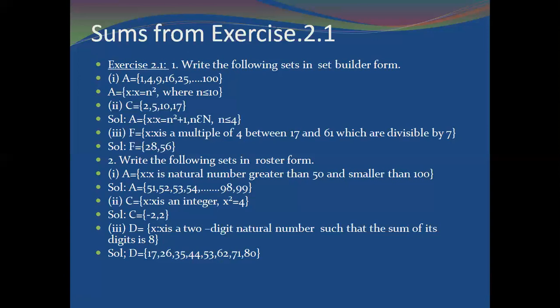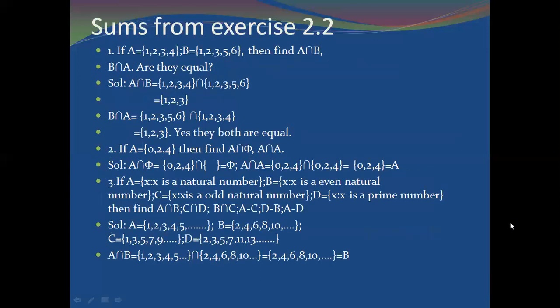Now, some more questions from exercise 2.2, based on what you have learned from the previous sessions. Set A is equal to 1, 2, 3, 4 and set B is equal to 1, 2, 3, 5, 6. So find A intersection B. You all know that A intersection B is equal to 1, 2, 3, 4 intersection 1, 2, 3, 5, 6. The common elements are only 1, 2, 3, so A intersection B is equal to 1, 2, 3. Similarly, for set B, 1, 2, 3, 5, 6 and set A, 1, 2, 3, 4, the common elements are 1, 2 and 3, so they both are equal.